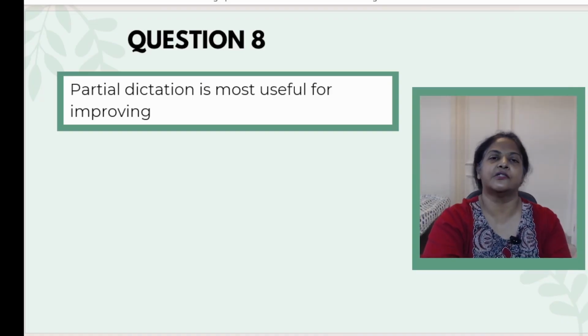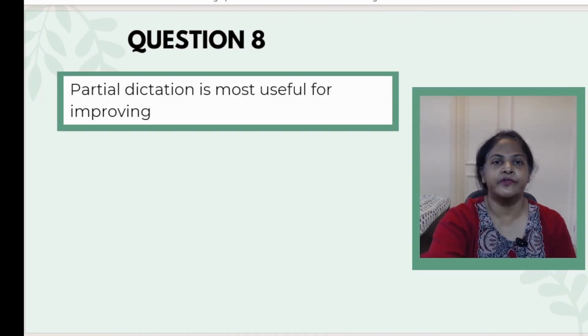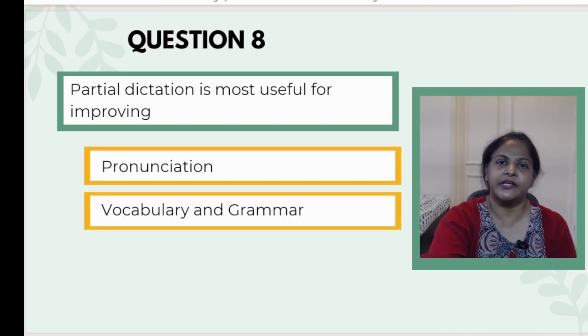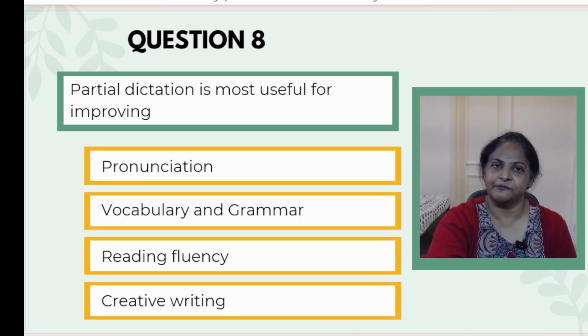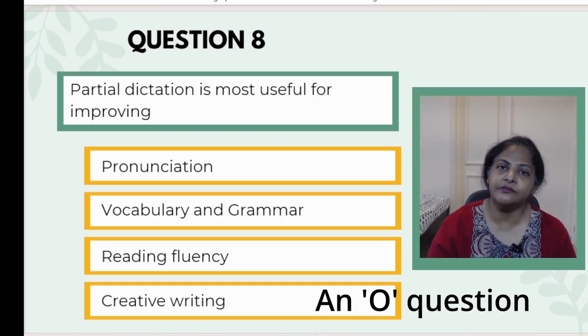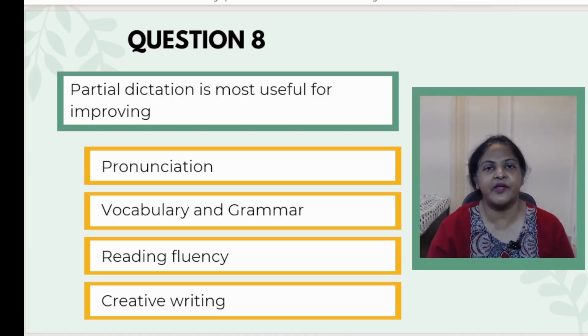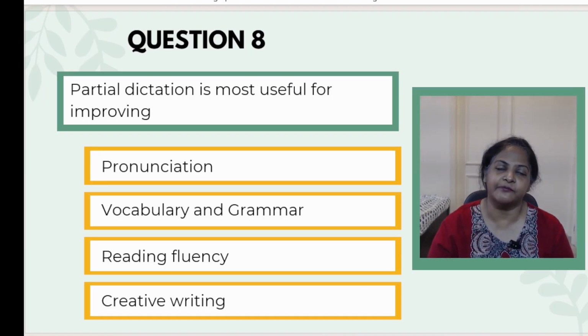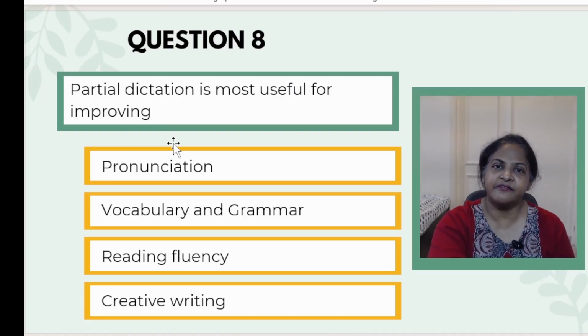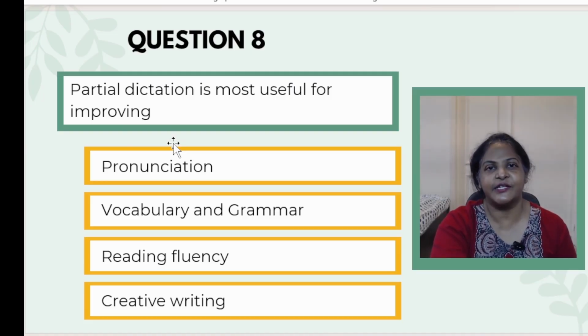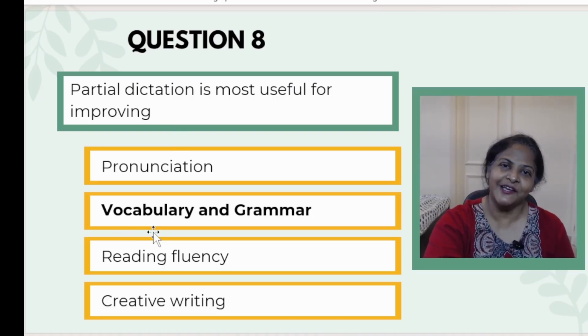Question number 8. Partial dictation is most useful for improving. So what does partial dictation help to improve? Pronunciation, vocabulary and grammar, reading fluency, or creative writing. So again, this is an O question, outcome, and even in the framework we are going to be looking at the outcome. So the weaker option, pronunciation, definitely not there. Reading fluency, we are not reading. Creative writing, we are not into creative writing. So what it actually improves is your vocabulary and grammar.